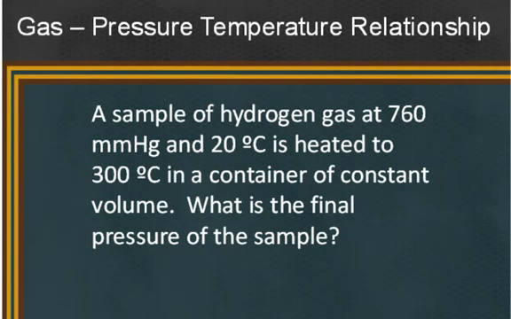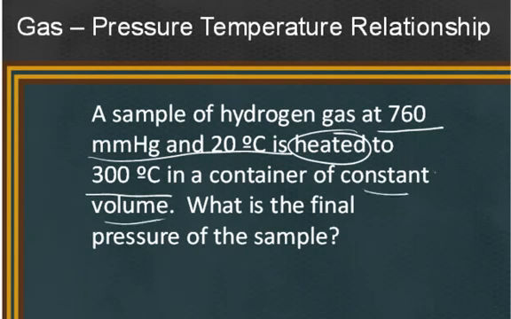All right, so in this problem, we have, again, a two-state problem because we have an initial condition and a final condition. The change here is that our gas, which is in a container of constant volume, is heated up. So we have the initial condition and the final condition, and the amount and volume of the gas are held constant.